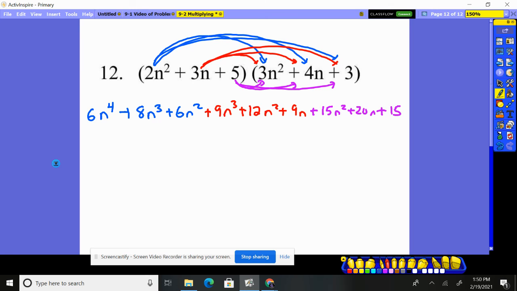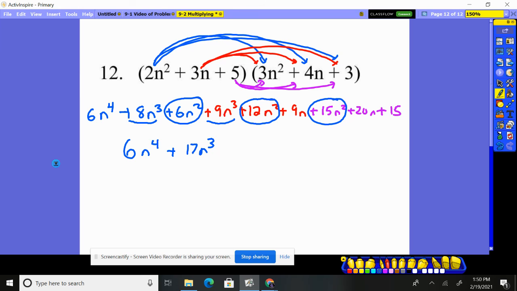Now we had a lot of stuff to put together. 6n to the 4th is by itself. 8n cubed, 9n cubed. You see any more? No. So that's how many? 17n cubed. Now we have this n squared, n squared, n squared. 6 and 12 is 18. 18 and 15 is what?